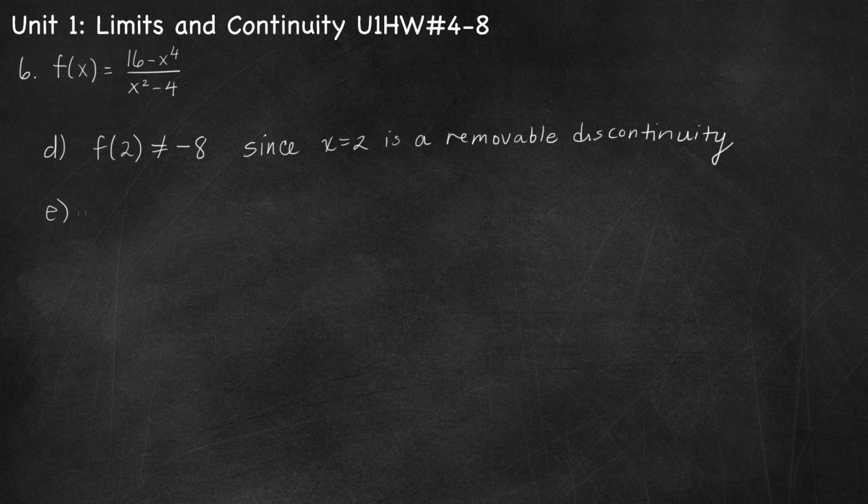Part E, true or false? 16 minus x to the fourth over x squared minus 4 is equal to negative 4 minus x squared. Okay, so we're asking, is 16 minus x to the fourth over x squared minus 4, is that equal to the expression we got when we simplified it, negative 4 minus x squared? Well, they are equal for all values of x except for x equals plus or minus 2.